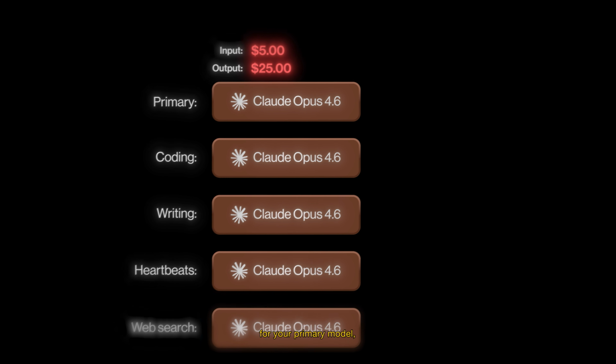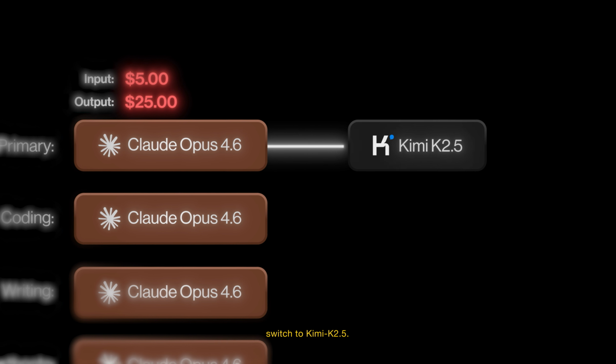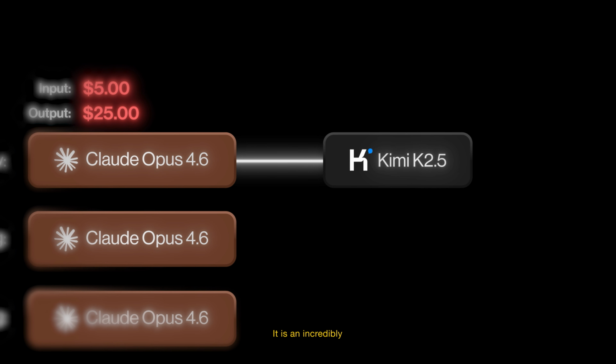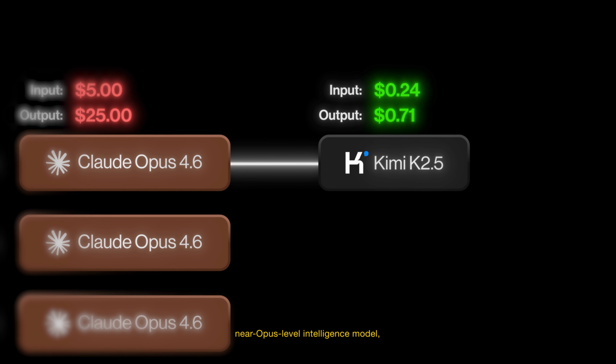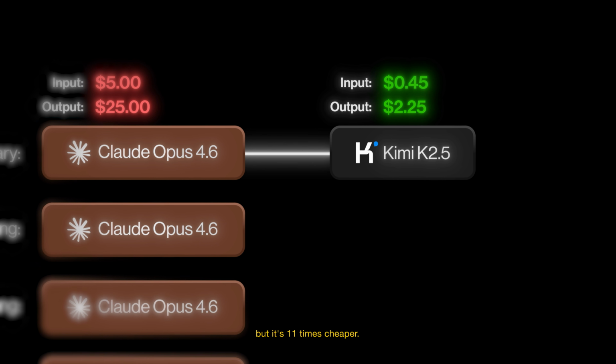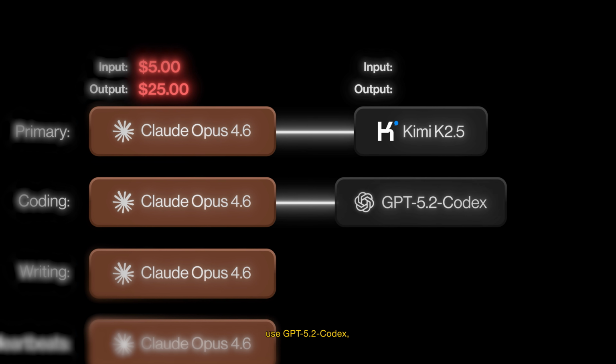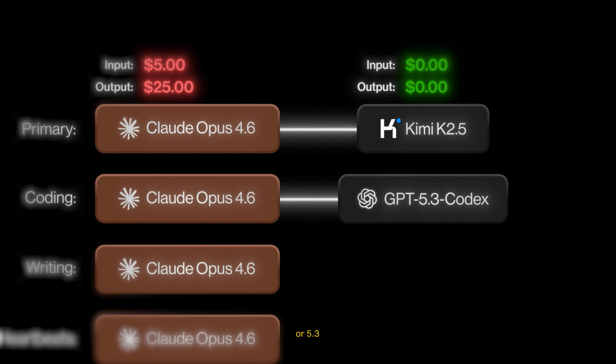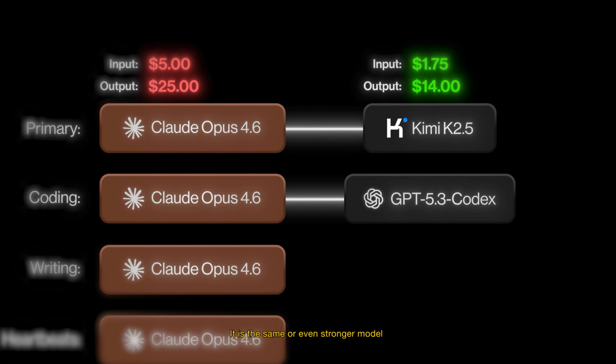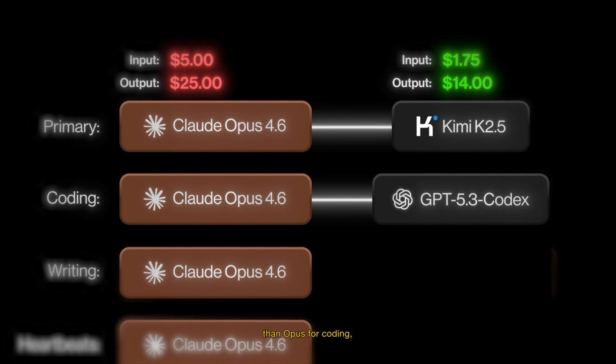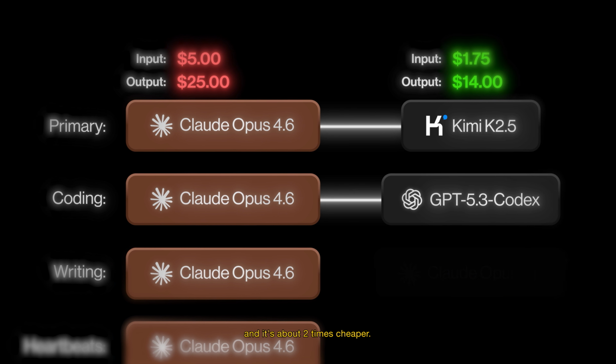For example, for your primary model, switch to K 2.5. It is an incredibly near Opus level intelligence model, but it's 11 times cheaper. For coding tasks, use GPT 5.2 Codex, or 5.3 when it's going to be available. It is the same or even stronger model than Opus for coding, and it's about 2 times cheaper.